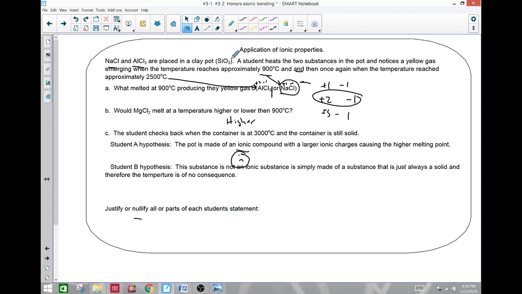Oh, okay, never mind. Here it's silicon oxide. Is that an ionic compound? No, it's two nonmetals. A nonmetal bound to a nonmetal. This is not ionic. A large ionic charges? No, again, this whole thing is wrong. B, the substance is not an ionic substance, so that's true.